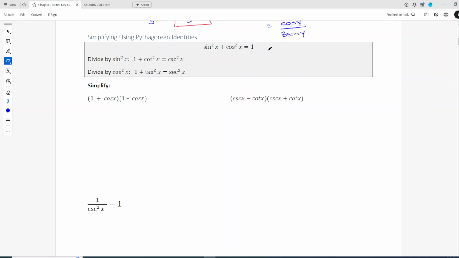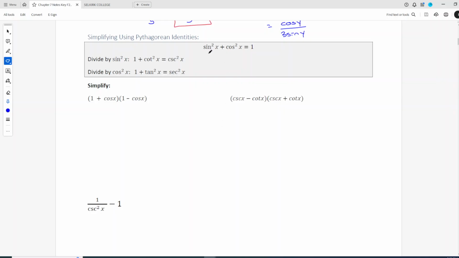Then they did that whole thing again, and this time they divided by cos squared x. Sine squared x divided by cos squared x is tan squared x. Cos squared x divided by cos squared x is 1. They just changed the order to make them look the same. And then 1 divided by cos squared x is secant squared x. So those are your three basic Pythagorean identities, but you can also do iterations of these.